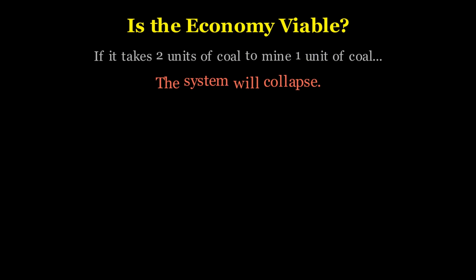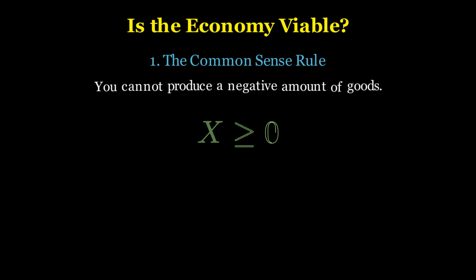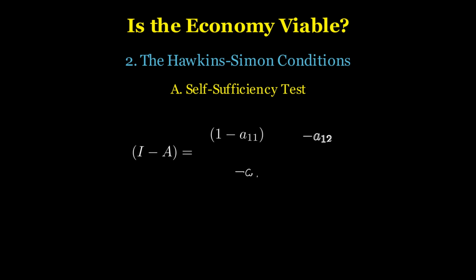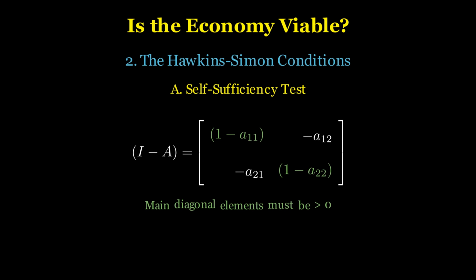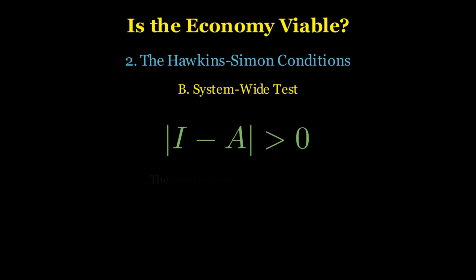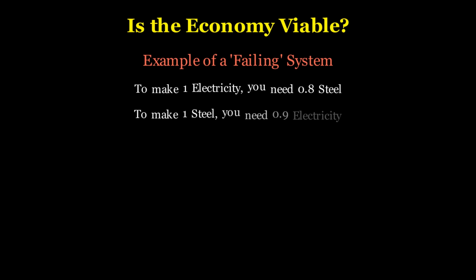A system is only viable if it passes 3 tests. First one, the common sense rule. The output, that is X, is always greater than or equal to 0. You cannot produce a negative amount of goods. Second is the self-sufficiency test. The main diagonal elements of the difference of the identity matrix and the technology matrix must be greater than 0. Third, the determinant of the identity matrix minus the technology matrix is greater than 0. It must be positive.